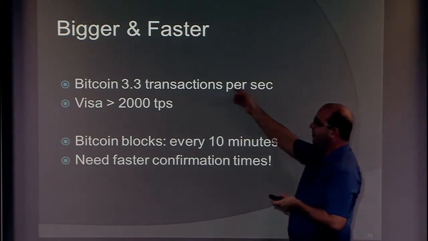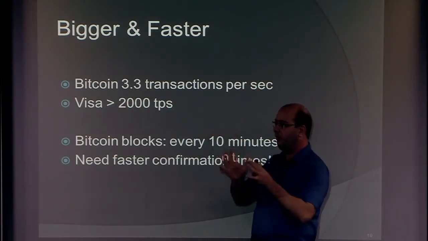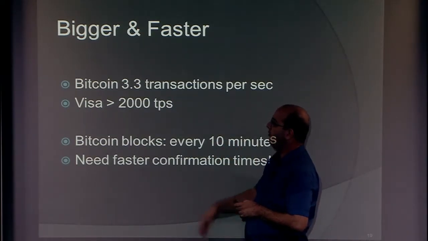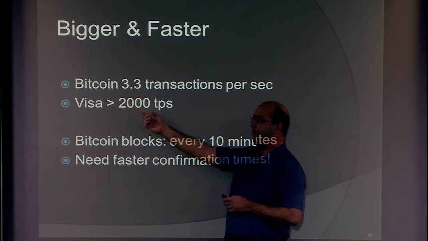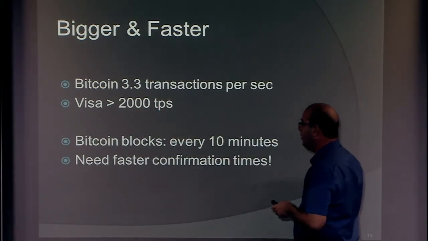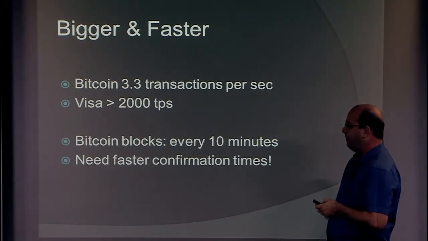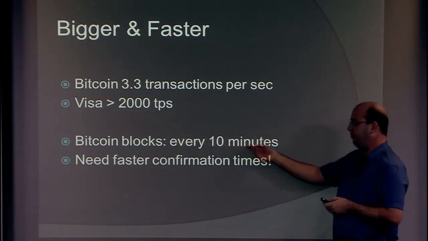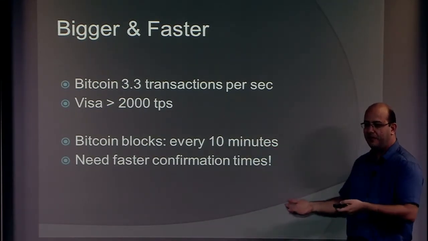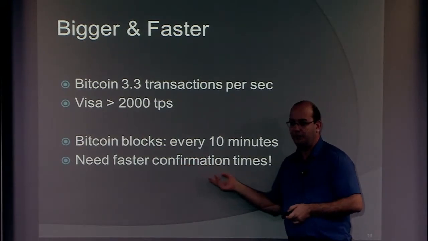It's very, very slow. We're currently processing 3.3 transactions per second at maximum if we stress the protocol. Visa is doing maybe 2,000 or more. That was in 2010. It was doing 2,000 transactions per second, reportedly. So we need to scale up maybe 3 orders of magnitude. Bitcoin blocks are also built once every 10 minutes. We don't want to wait 10 minutes until a transaction is approved, even a little bit. We want faster confirmation times.